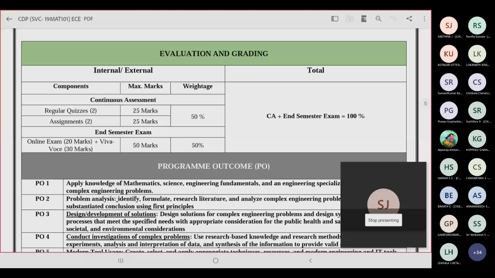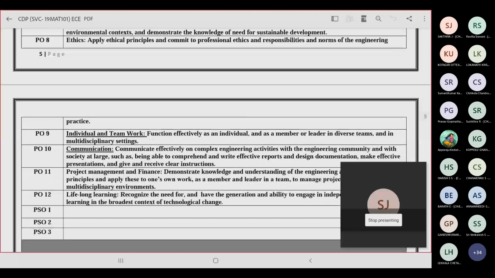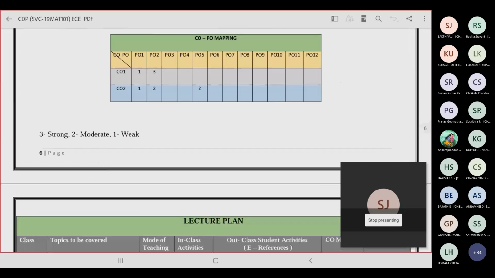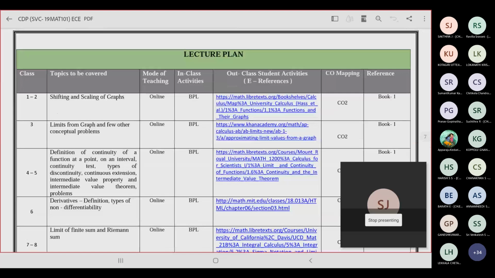I have already uploaded the CDP and textbook, so you can go to the Microsoft Team Files and access them there. Second, I have already started the recording. After completing the class, you can go to the Files, and in the Recordings folder you can get the recording of each and every lecture. This is the major point we have discussed, and the lecture plans are already mentioned in the CDP. I kindly request all of you to go through the CDP and access all these things.